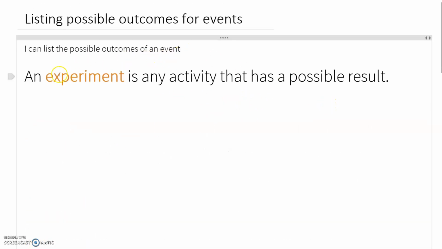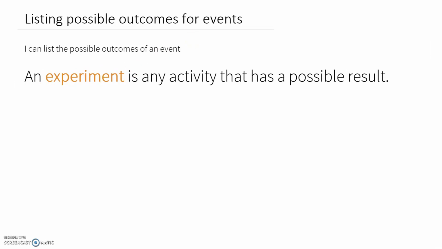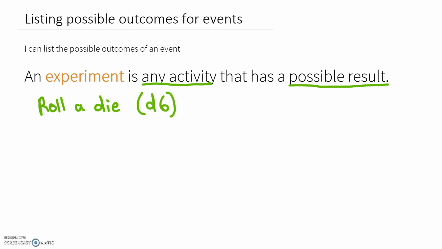So the first one's an experiment, okay? And that's any activity that has a possible result. So what does that mean? Any activity that has a possible result. So it's literally anything you could do that can have possible things that could happen. So for example, we could roll a dice or a die. A die is the singular term. Maybe we rolled a d6, a six-sided die, okay? It's an activity, it's something we do, and it has possible results. We could roll a 1, 2, 3, 4, 5, or a 6.